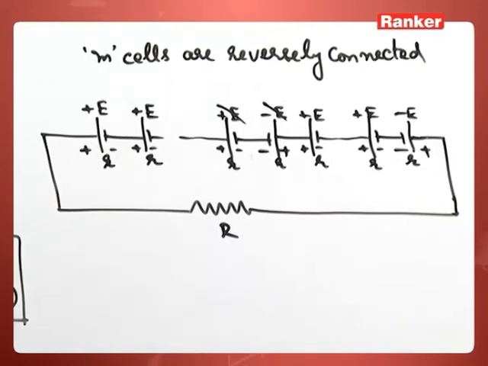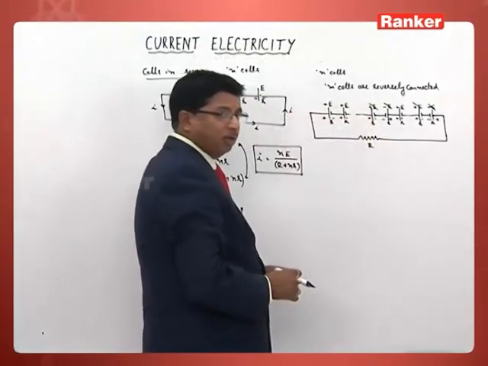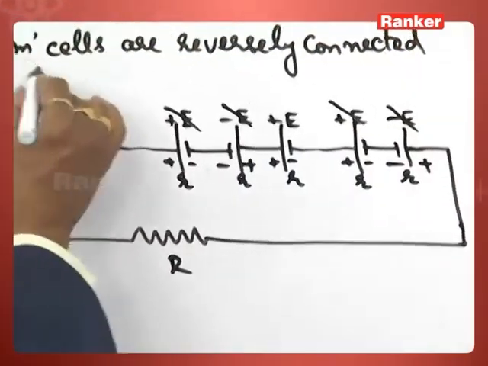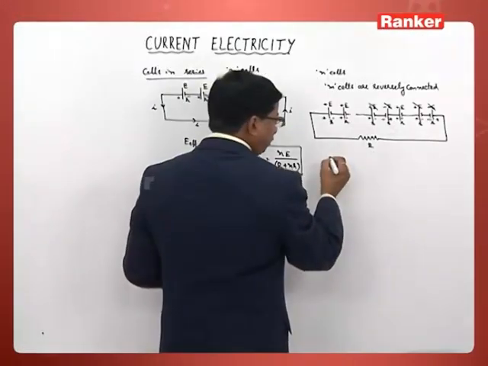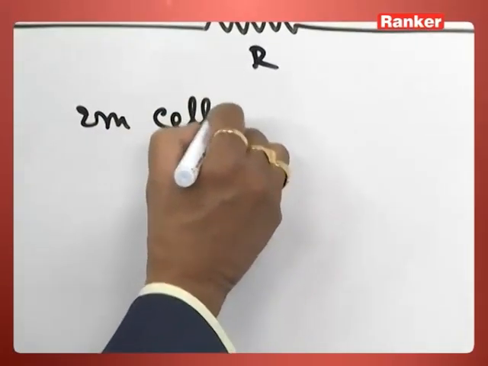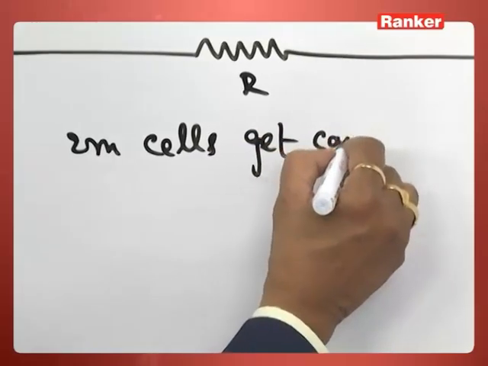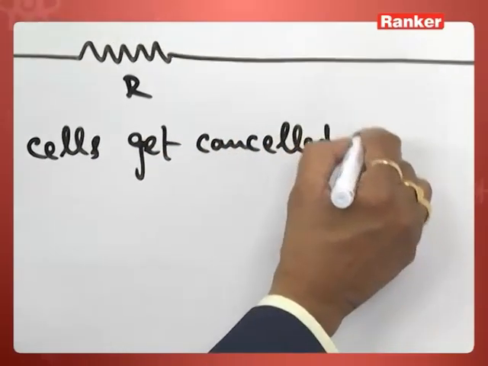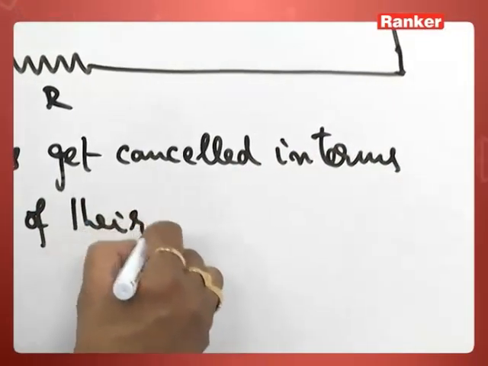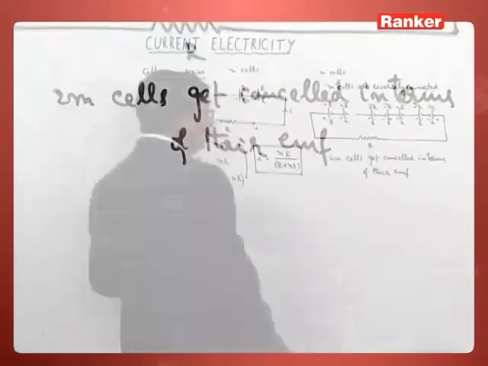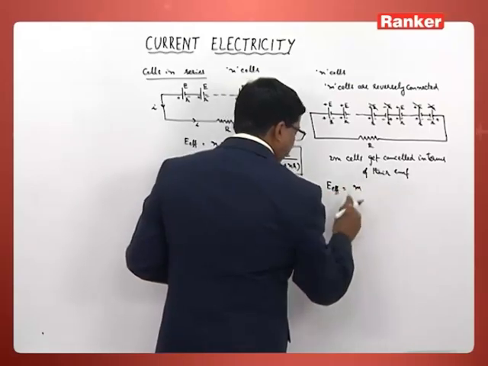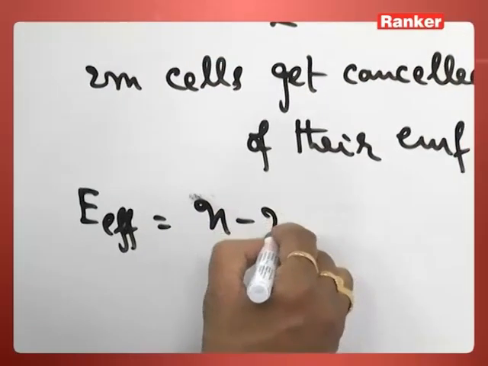Now even here also this is reversely connected, that cancels even the neighboring one. So what you can understand here is, when m cells are reversely connected, then 2m cells get cancelled in terms of their EMF. That is the point. So what now would be the effective EMF of the system? It is (n minus 2m) into E.